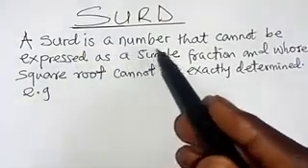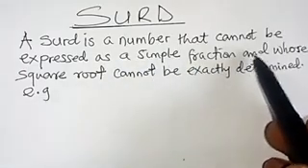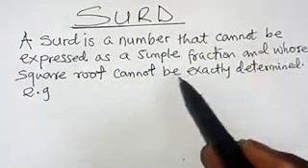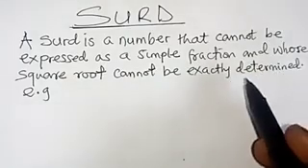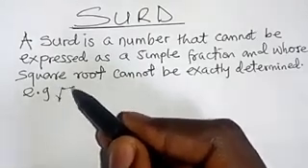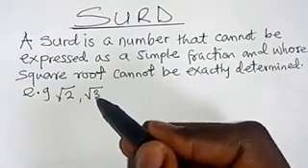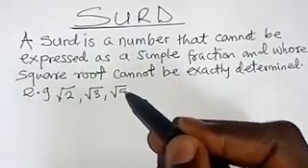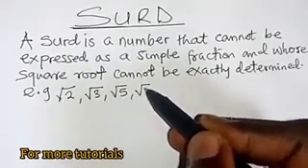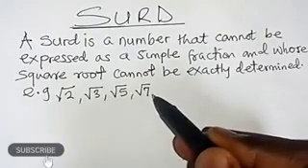A surd is a number that cannot be expressed as a simple fraction and whose square root cannot be exactly determined. We have examples: square root of 2, square root of 3, square root of 5, square root of 7, and so on. These are examples of a surd.